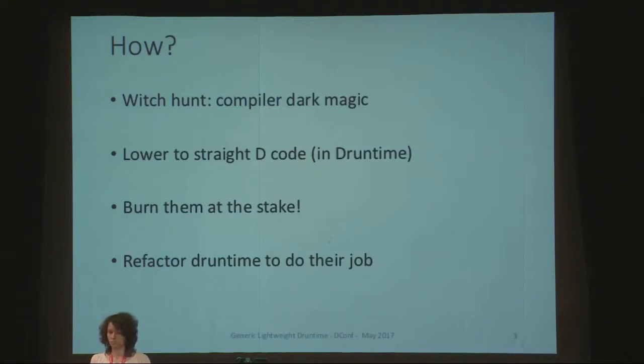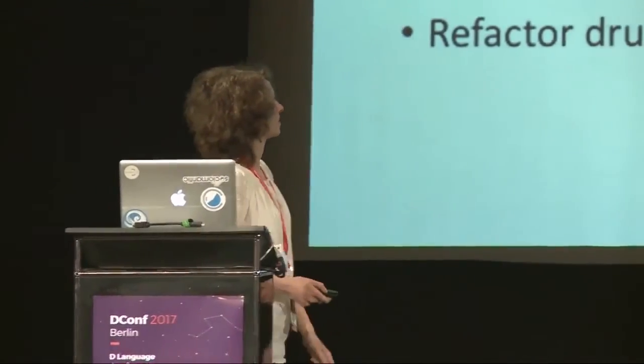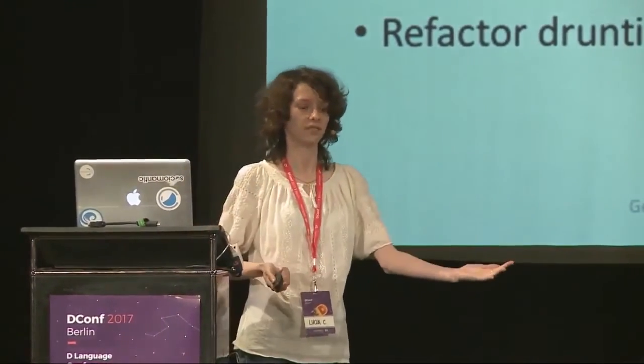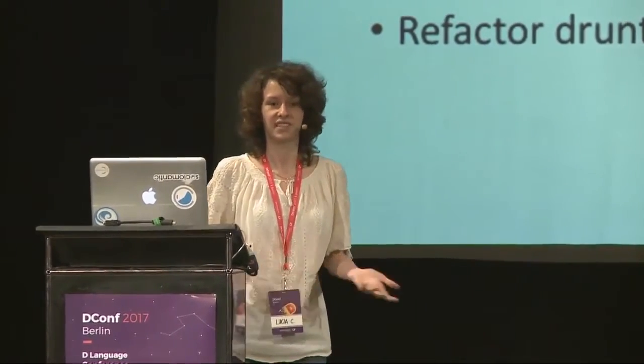So why would this be useful? Well, usually because the compiler is difficult, and it's a highly coupled piece of code. It's hard for new developers to understand it and start developing as fast as you do in a runtime library or in Phobos. So this would be one of the main arguments for doing this.